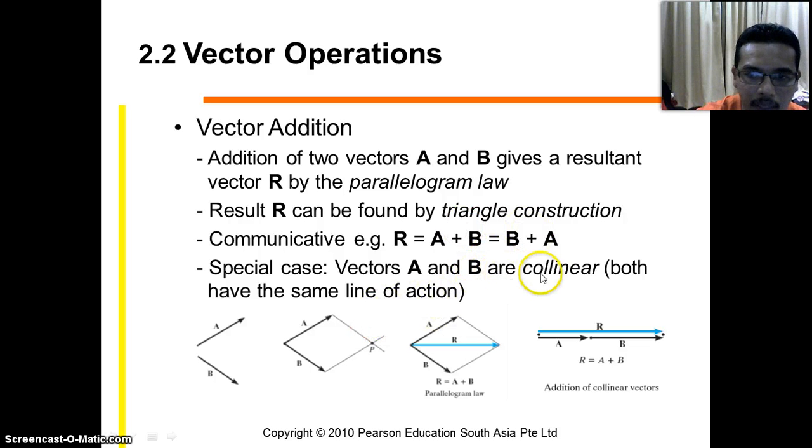Vectors A and B are collinear, for example, when both have the same line of action. From this point to this point is vector A, and from this point to this point is vector B. The resultant vector of these two vectors goes from here to the final point of B. So actually R is equal to A plus B. This is the addition of collinear vectors.